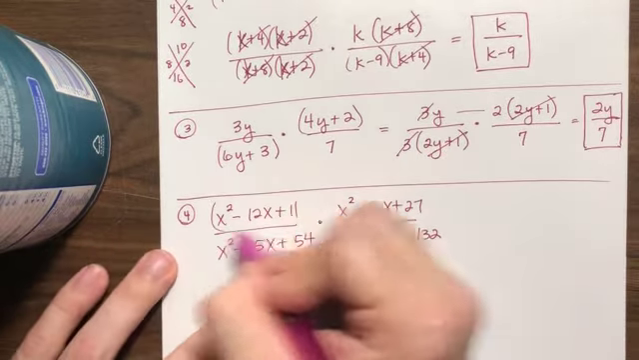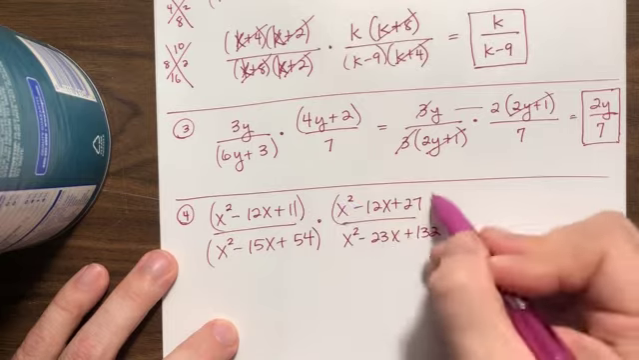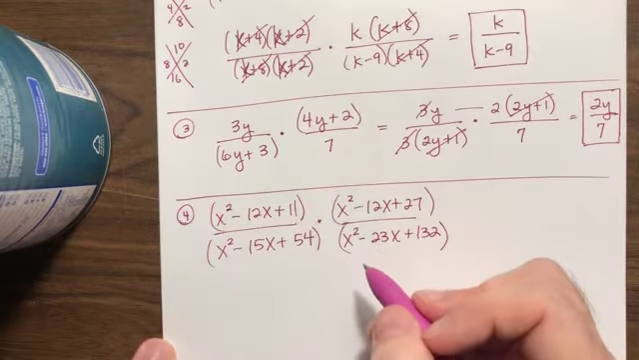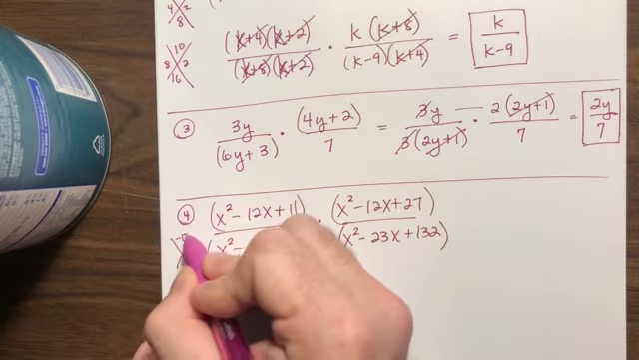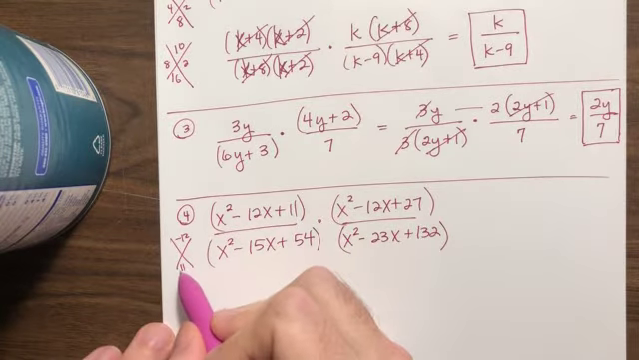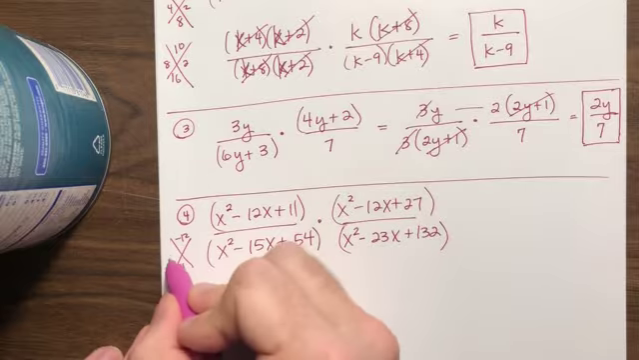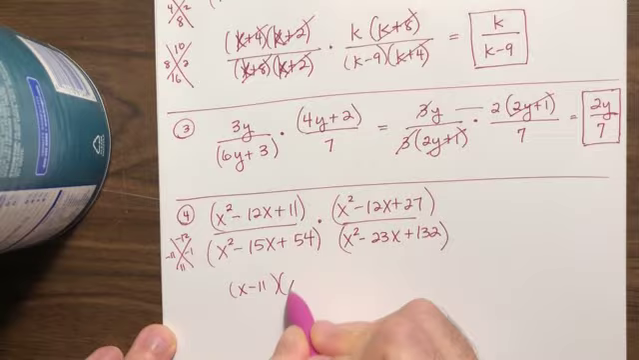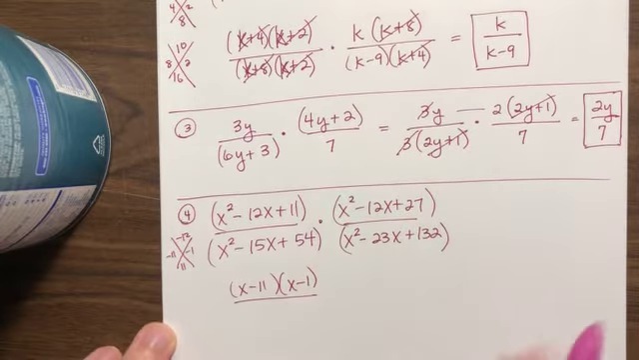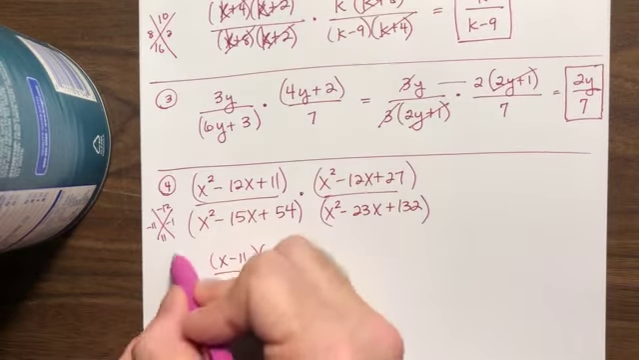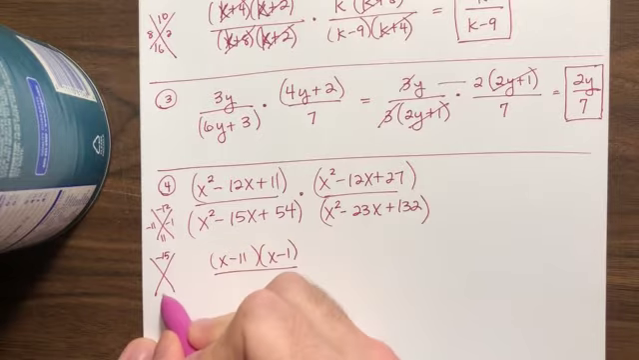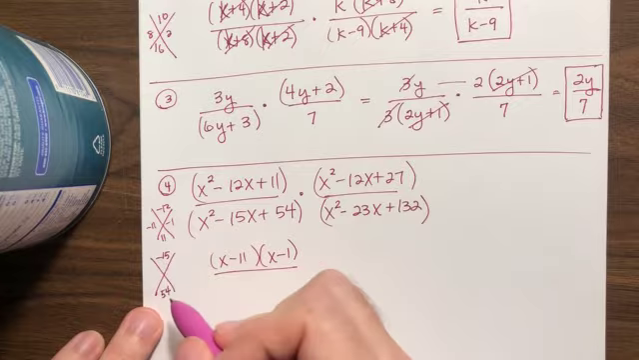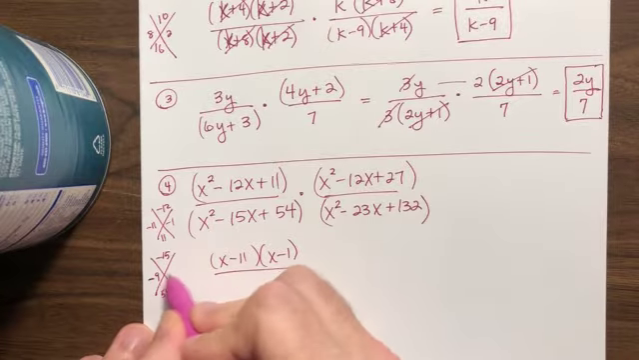All right, so all of these factor. They're all trinomials. They're all going to use the x method. So I need some room for that. x, we got negative 12 and positive 11. So two numbers that multiply to give me 11 and add to give me negative 12 would be negative 11 and negative 1. Right? And then for this one, we got negative 15 and 54. And I go, what two numbers multiply to give me 54 and add to give me negative 15? And that is negative 9 and negative 6.